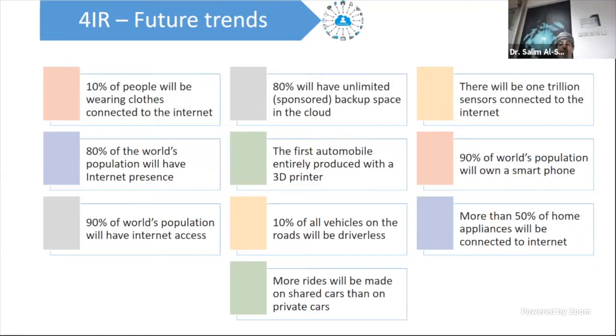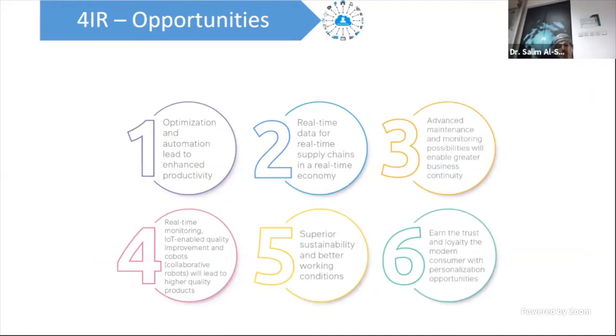And this is part of the smart environment, smart eco-life. There are lots of opportunities to adopt these technologies and harness them in our daily life. It is not only limited to these six: optimization, real-time data, advanced maintenance, real-time monitoring, of course IoT-enabled quality, superior sustainability, earning trust and loyalty, the model.